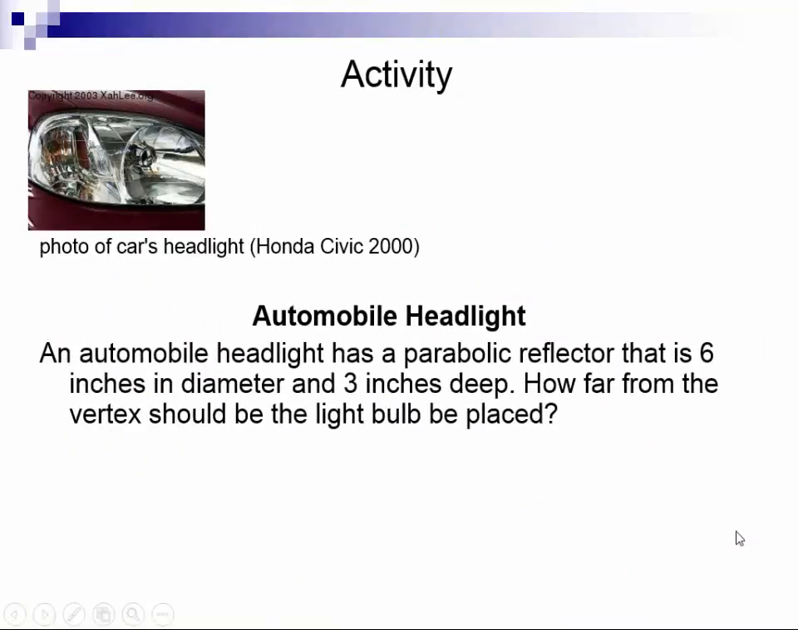Now let's have an activity. An automobile headlight has a parabolic reflector that is 6 inches in diameter and 3 inches deep. How far from the vertex should the light bulb be placed?